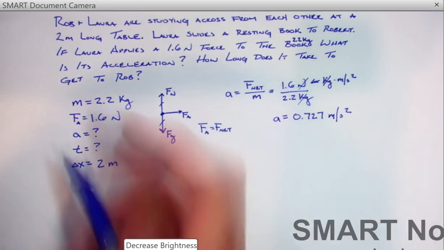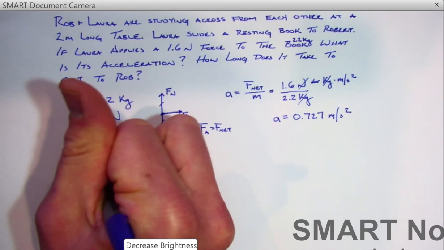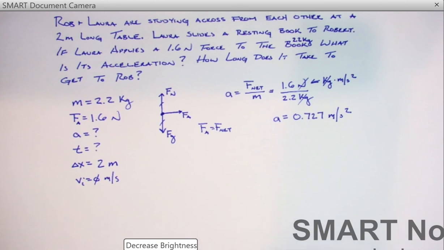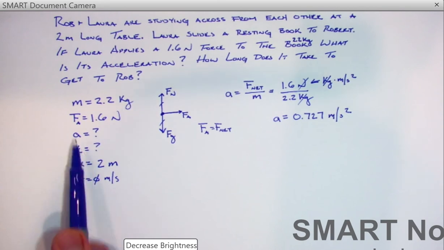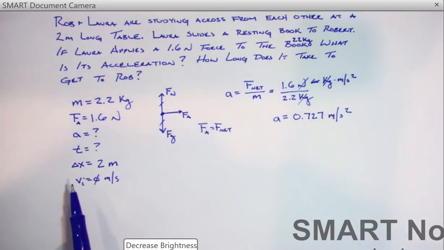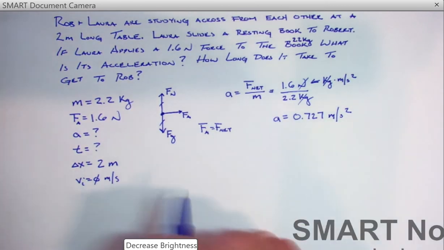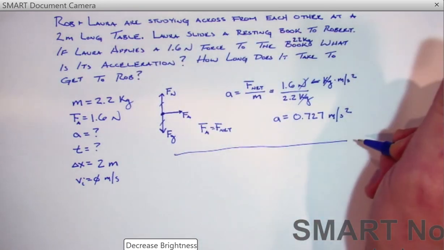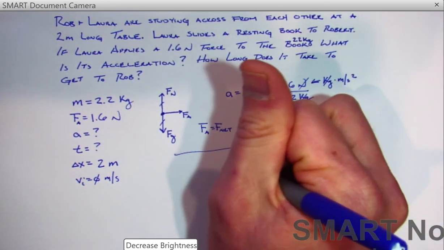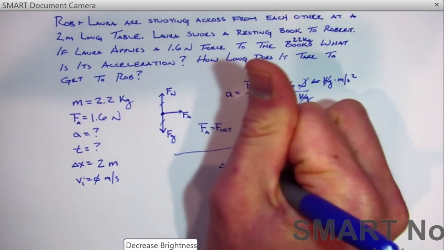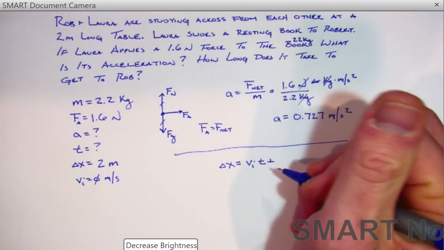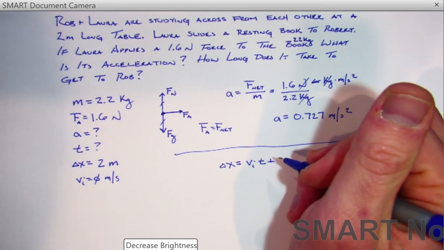Something that we missed before is the initial velocity of the book is 0 meters per second because it says the book is resting. So we can assume it has no velocity to start. So if we have acceleration, time, displacement, it's everyone's favorite topic, kinematics, will allow us to figure out the time it takes. So if you look at your equation sheet, we know one of the kinematics equations is the displacement of an object is equal to its initial velocity times time plus 1/2 at squared.